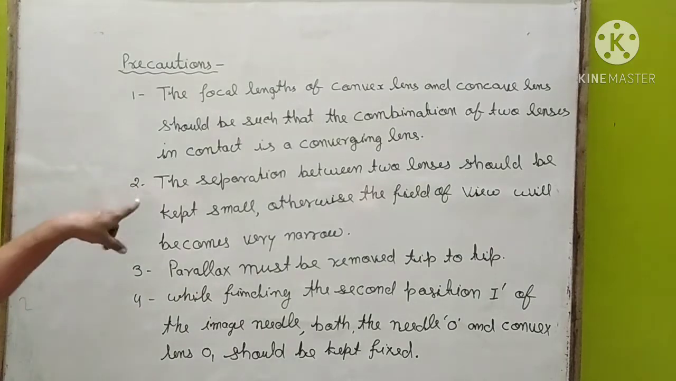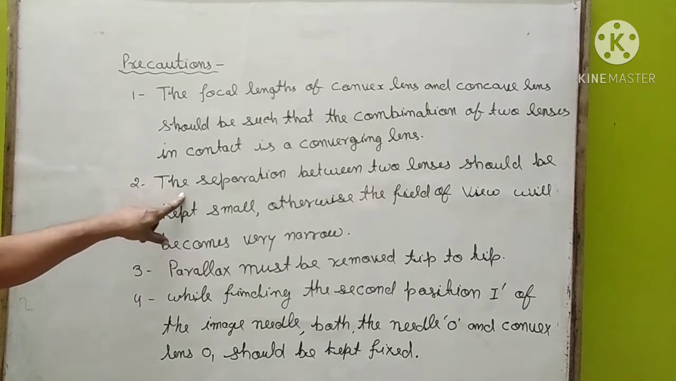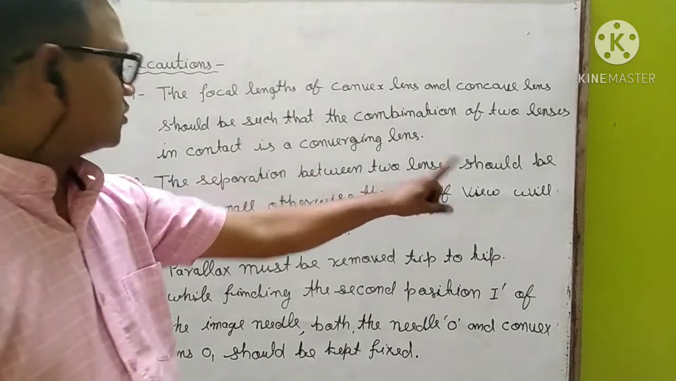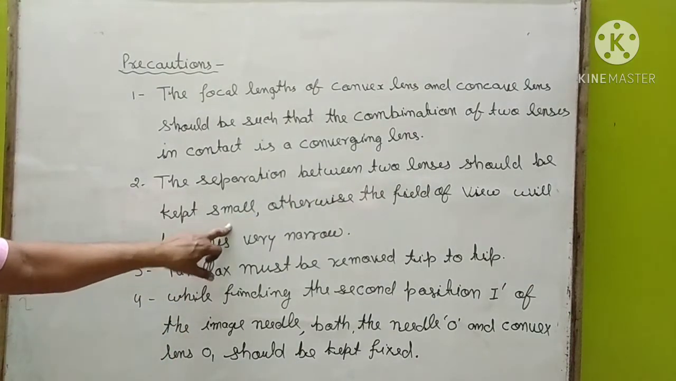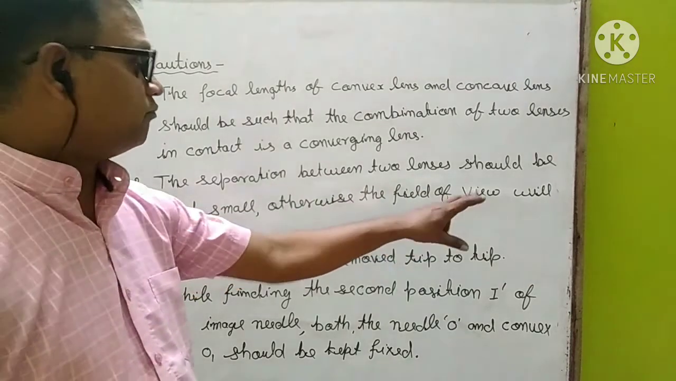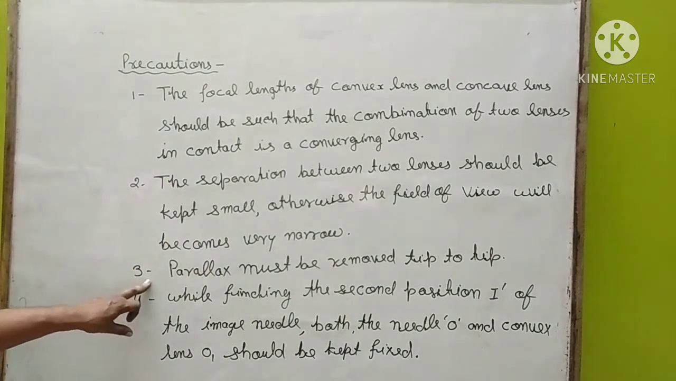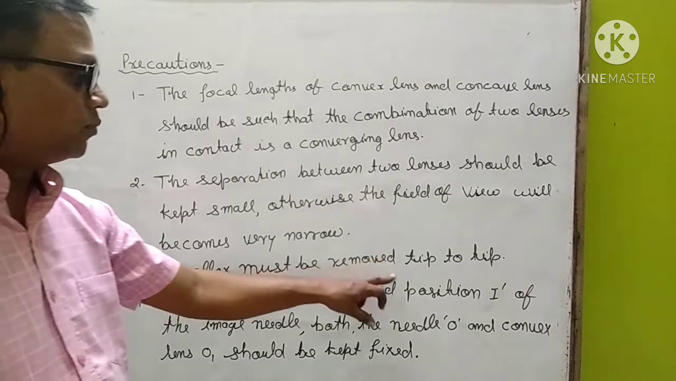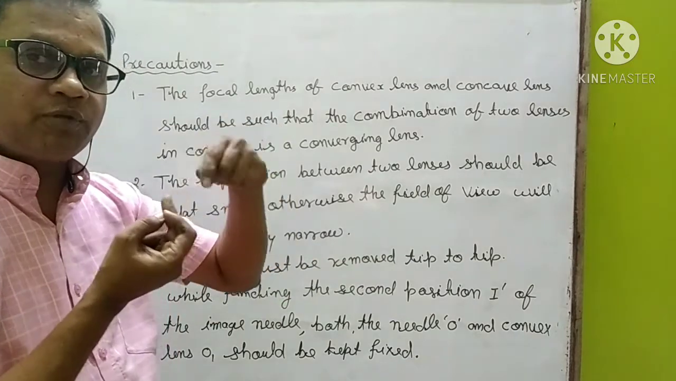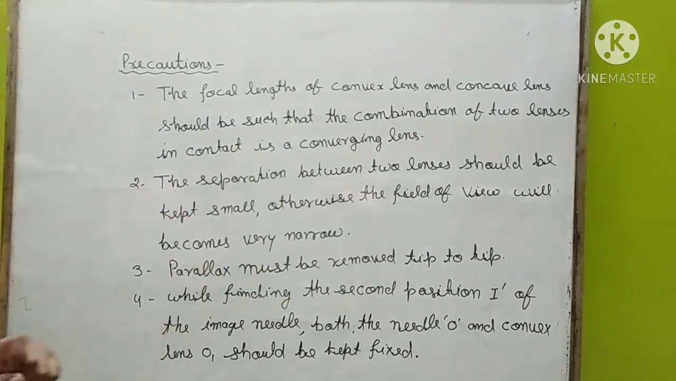And number 2, the separation between the two lenses should be kept small, otherwise the field of view will become very narrow. And third, parallax must be removed tip to tip. That means tip to tip parallax should be completely removed.